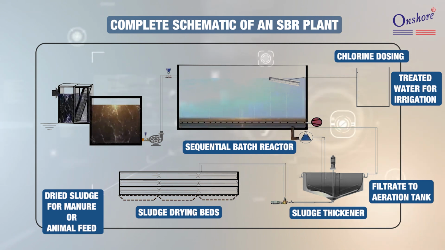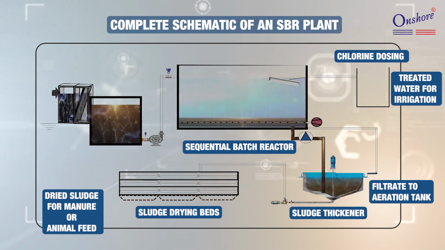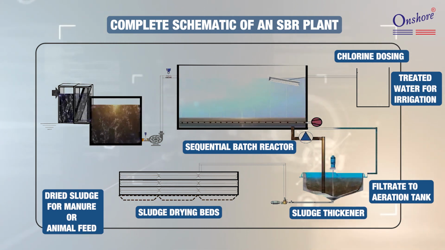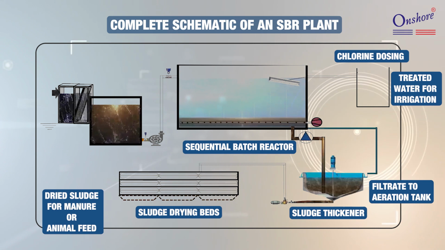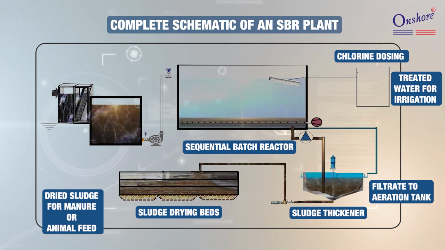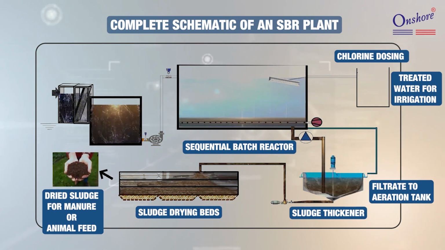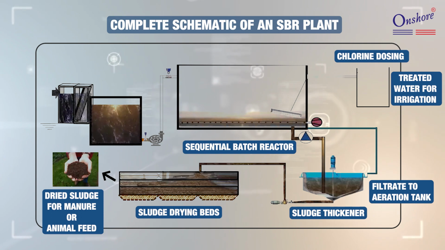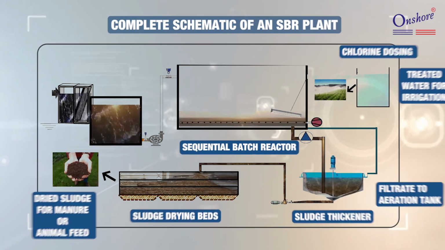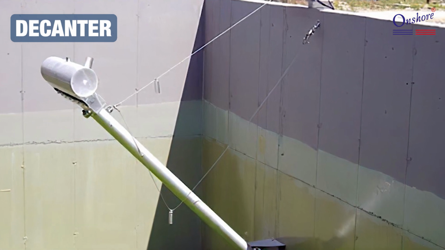After settling, the sludge flows into the sludge thickener for further solidification. The filtrate is pumped back to the aeration tank and the semi-solid sludge further dries in the sludge drying area, after which it can be used for animal feed or manure. The chlorine disinfected treated water can be reused for irrigation. Here are some of the real-life components of an SBR.